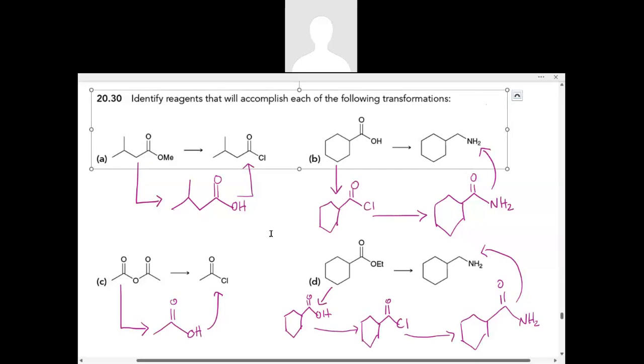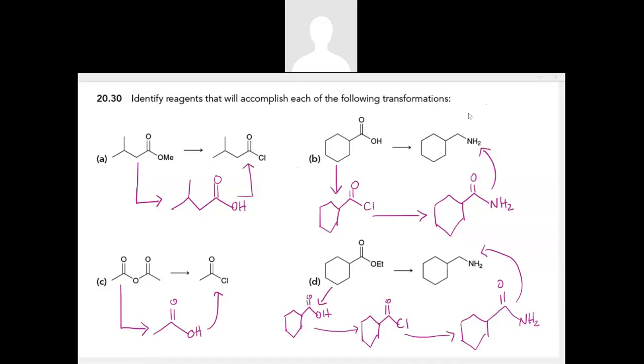Let's take a look at problem 30 from chapter 20. In this problem, we're given multiple parts. In this video, we will solve parts A through D together. We're asked to identify the reagents that will accomplish each of these transformations.